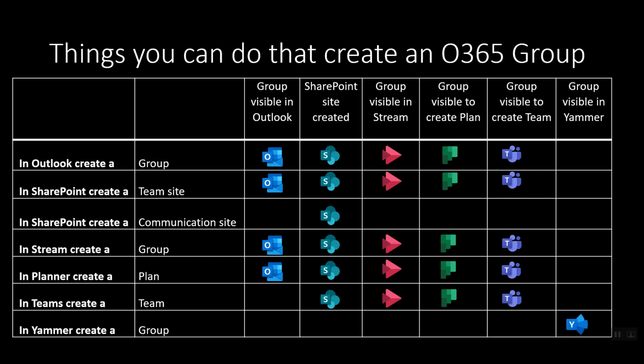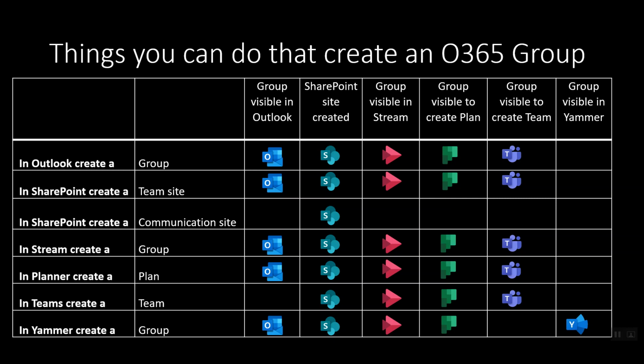The last one on our list, Yammer. If you create a group, it's going to be available to see in Outlook and Stream. It creates the SharePoint site, plus the option to create a plan from that group in Planner, but crucially, it isn't visible to create a team in Teams. If you see from my table, Yammer groups are the only ones that you can see in Yammer. There is no option to create a Yammer group from an existing Office 365 group, unlike in Teams or Planner. So that's one of the key things that you need to know.